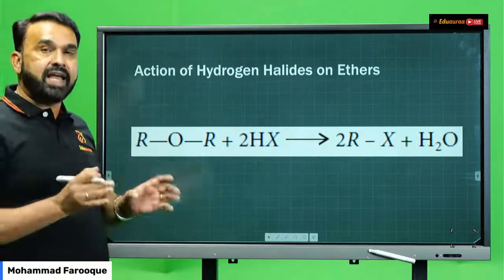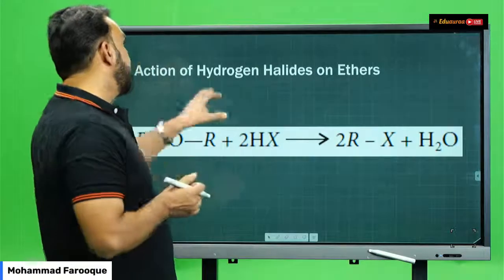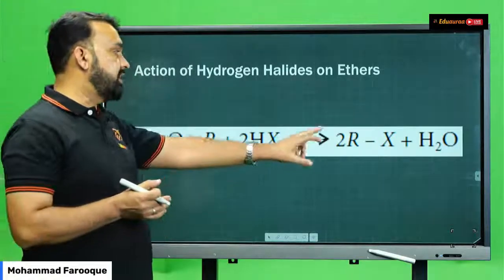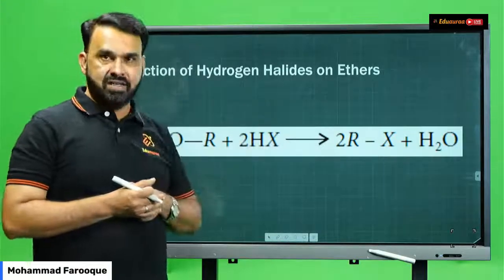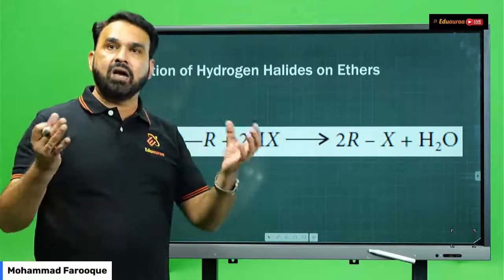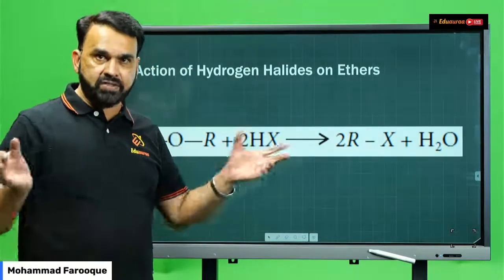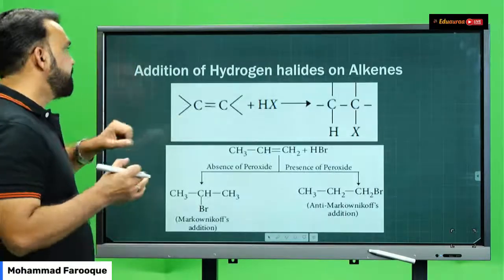So this is again a method of preparation, which we call the action of hydrogen halides on ethers, for the preparation of alkyl halides. RCl, RBr, or RI can be prepared using this method. Great, students. Let's move further.